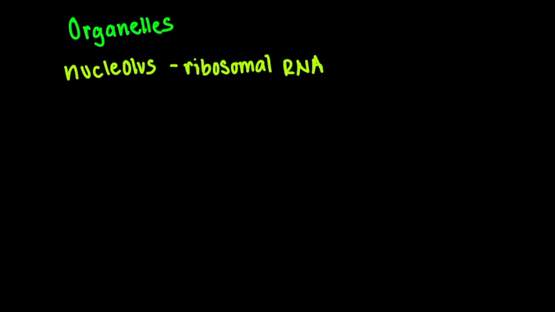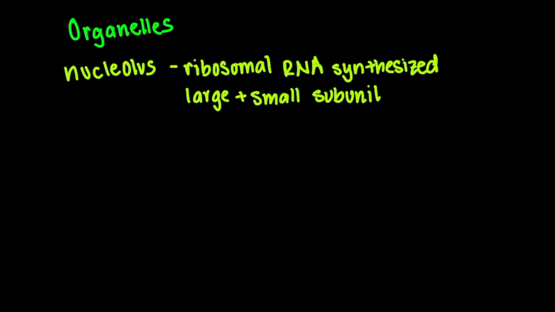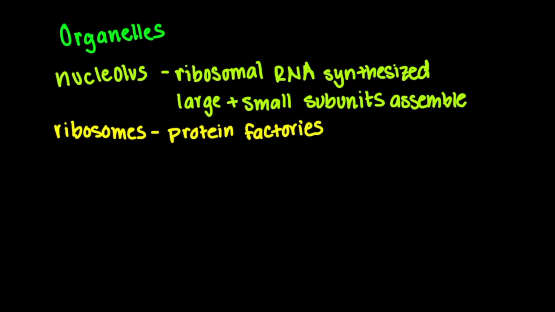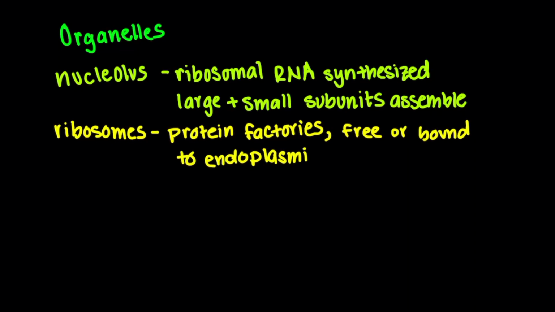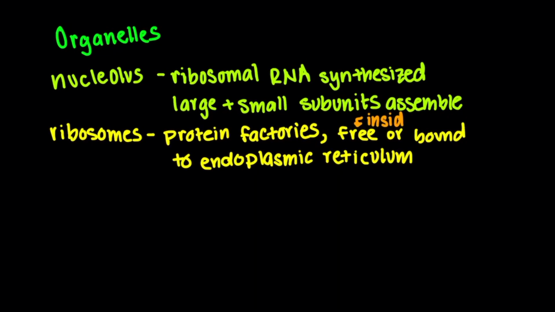First we have the nucleolus, which is where ribosomal RNA is synthesized and where the large and small subunits assemble. Next we have the ribosomes, and these are the protein factories. They are free or bound to the endoplasmic reticulum. The free ribosomes produce proteins that stay inside of the organelle or cell, while the bound ribosomes' proteins are exported to outside of the cell.